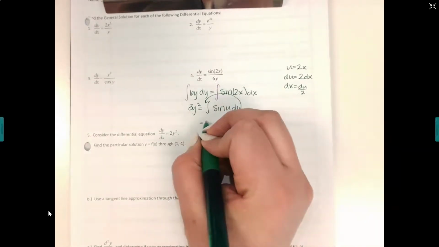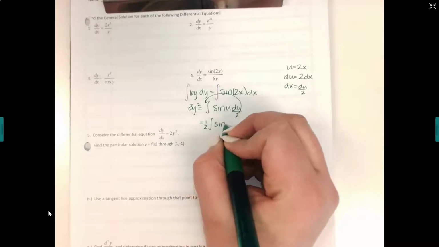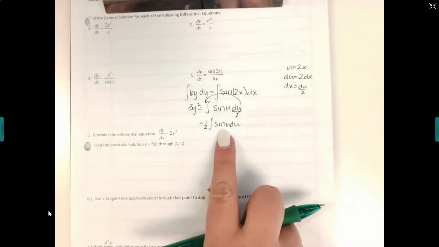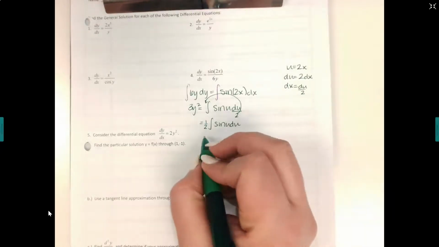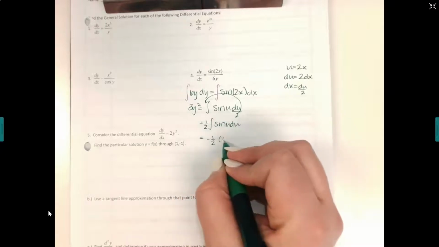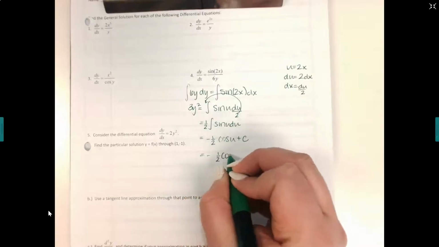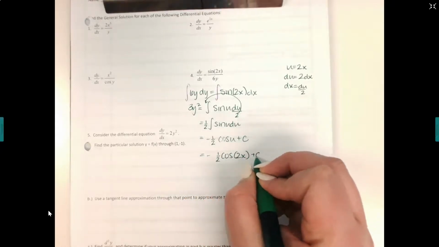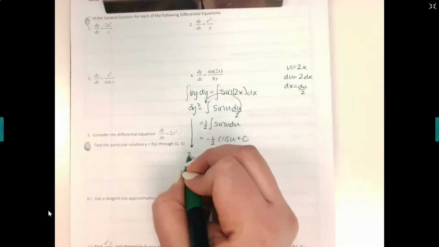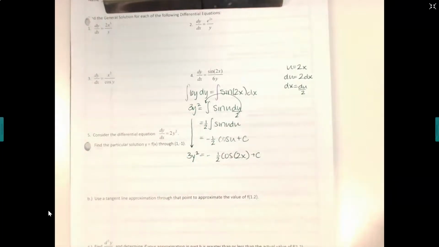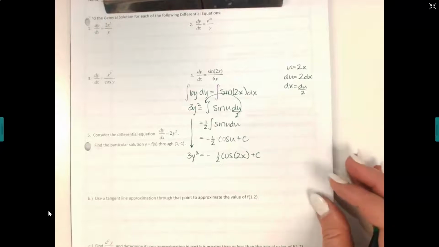From there, what is the integral of 1/2 sine u? What's the integral of sine u? Negative 1/2 cosine u plus c. But then I don't want to leave it as a u. I want to change it back to a 2x. So it's going to be negative 1/2. Did we just drop the 3y thing? No, I'm going to bring it back right here. So it's a 3y squared.